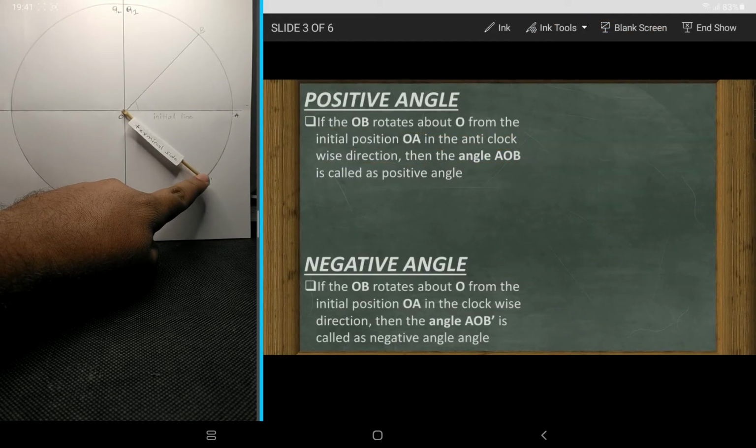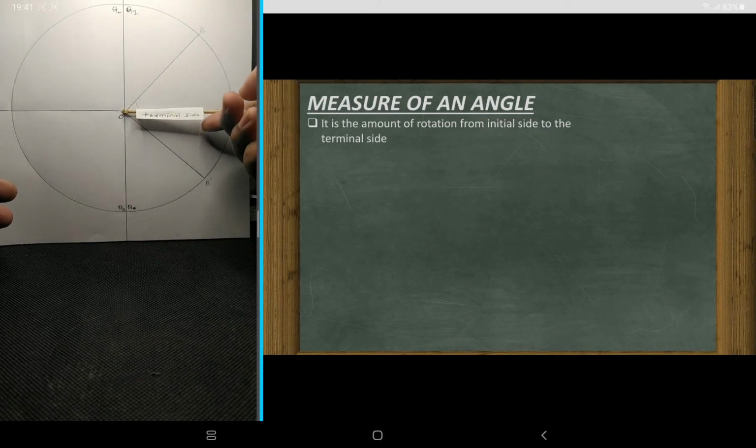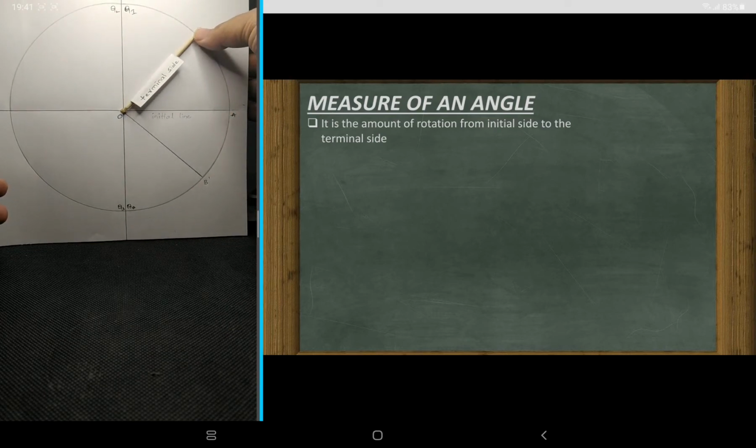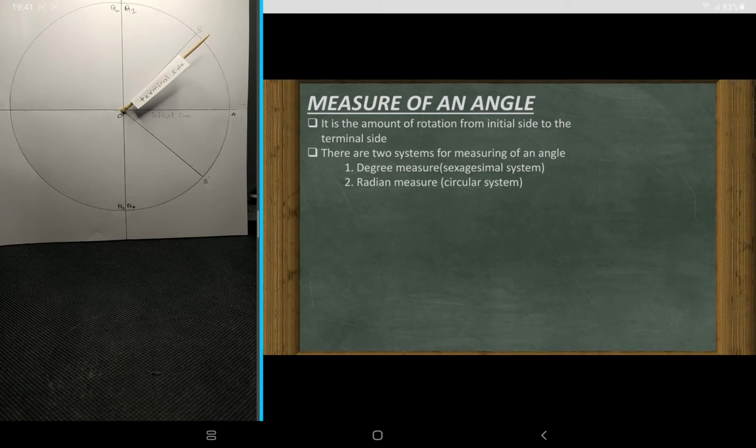After this, we are going to discuss the measure of an angle. How do we measure an angle? It is the amount of rotation from the initial side to the terminal side. As we said, the amount of rotation from the initial side to the terminal side, this space is called an angle. So how do we measure that? There are two systems for measuring an angle. One is degree measure, which is also called the sexagesimal system, and the other is radian measure, which is also called the circular system.